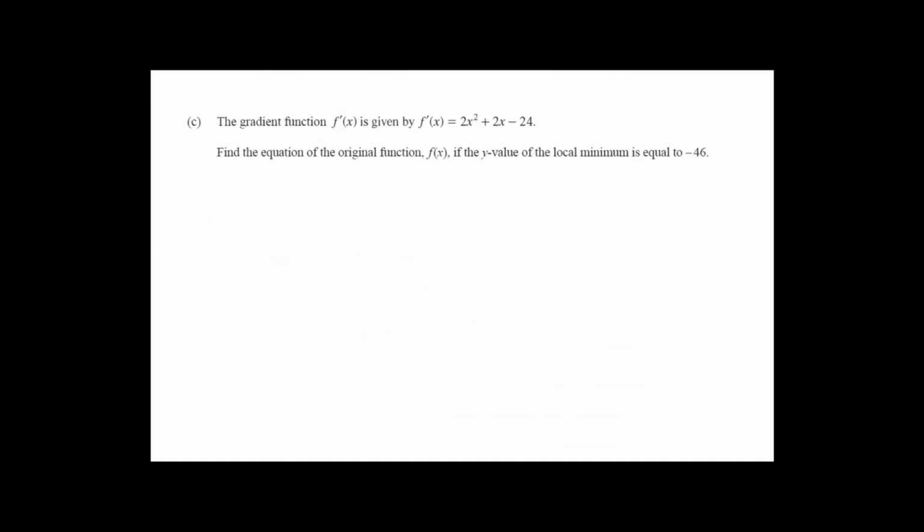Right, steaming right along. So we're given the gradient function f prime of x here, 2x squared plus 2x minus 24. One thing I'd say is don't try to simplify it just yet, just keep it as it is. If you're going to integrate or differentiate, keep it as it is. I know you can divide them all by 2, but we're not going to do that just yet. Okay, find the original equation f of x, given that the y value at the local minimum is minus 46.